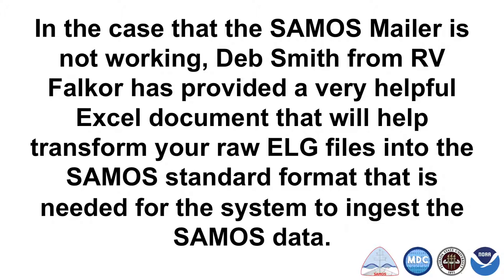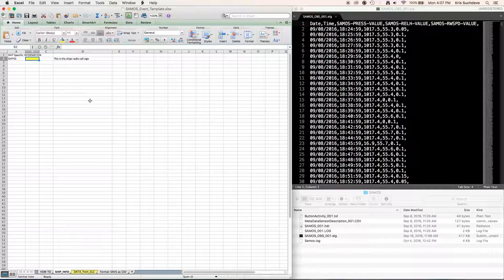We're doing this in the case that the SAMOS mailer is not working and you need to get your data to the SAMOS team. Big thanks to Deb Smith from the Falcor for providing the Excel workbook to make this all possible. Here's a look at what you'll need for this.